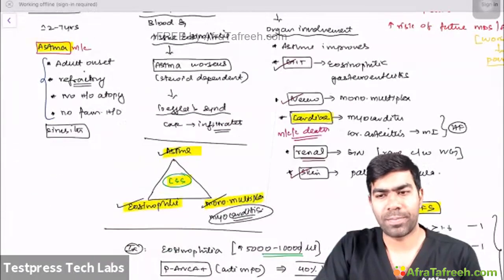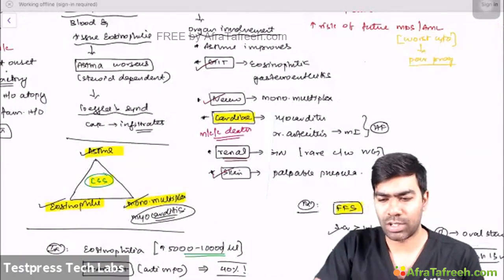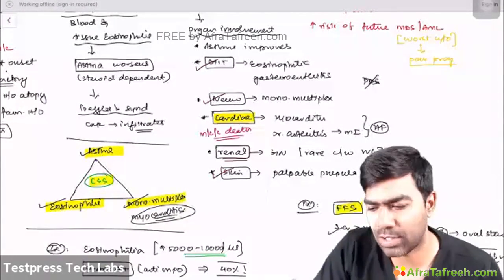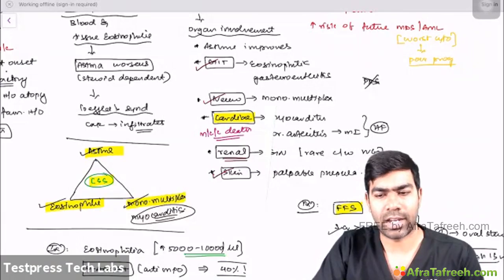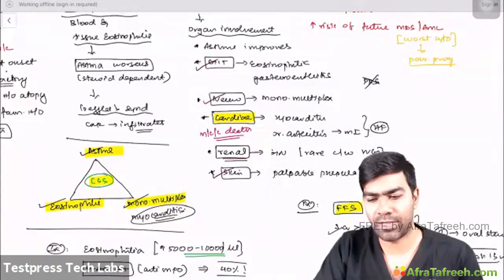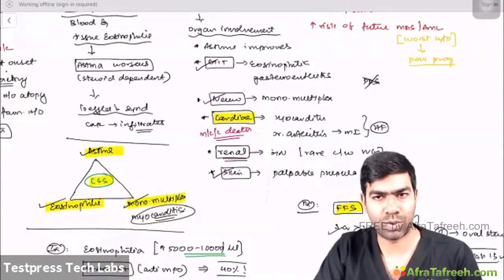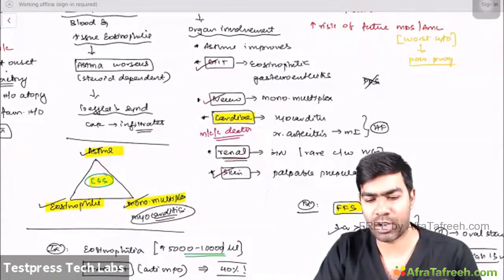But remember, the most common cause of death in Churg-Strauss syndrome is not pulmonary-renal syndrome. Actually, it is cardiac involvement, that is myocarditis, MI, heart failure. So this will be the usual reason for death in Churg-Strauss syndrome. And again, it has multi-organ involvement.